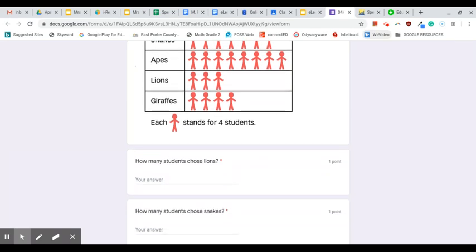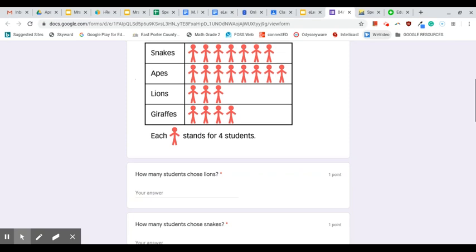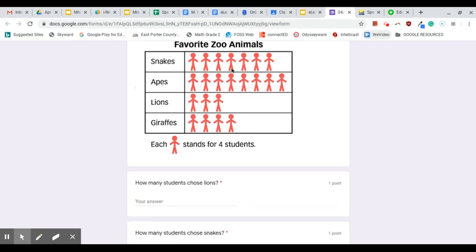Number 2 says how many students chose snakes? Wow, there's a lot of people up there, and each one of those stands for 4. So I'm going to count 1, 2, 3, 4, 5, 6, 7. So that's going to be 7 times 4 for the number of students that chose snakes.